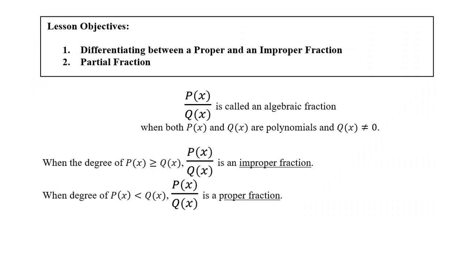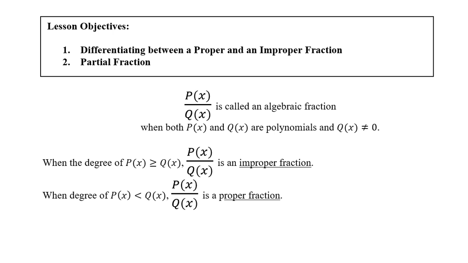Algebraic fraction. An algebraic fraction is one where both p of x and q of x are polynomials and q of x is not equal to 0. Why is q of x not equal to 0? Are we able to answer the question?